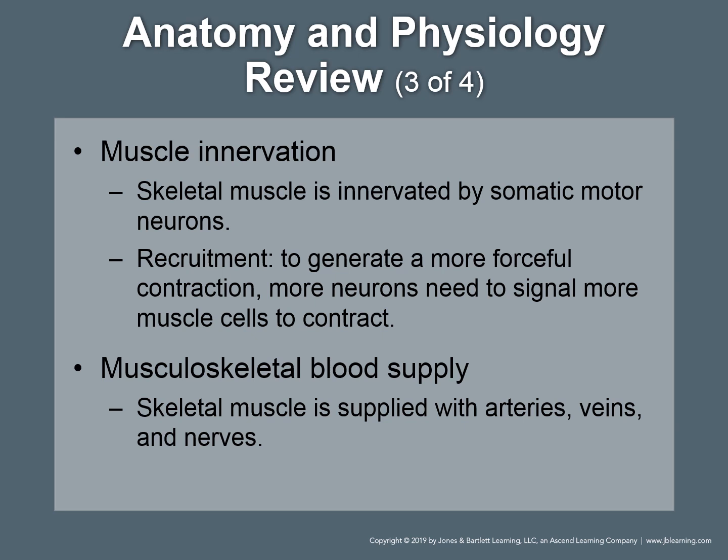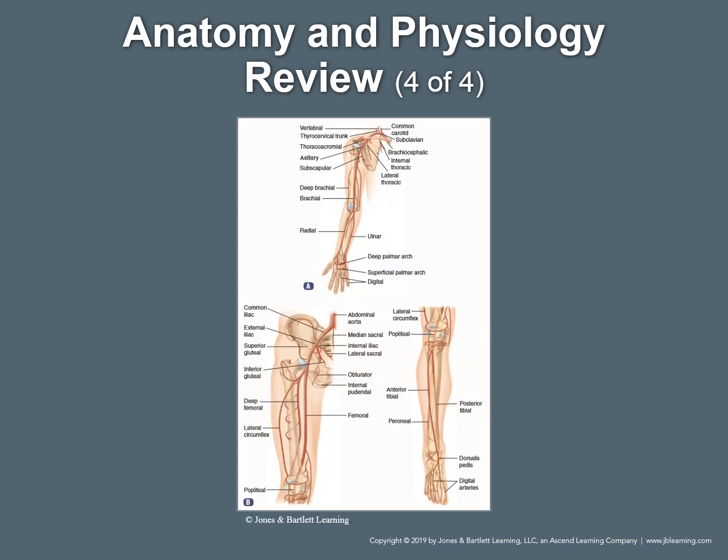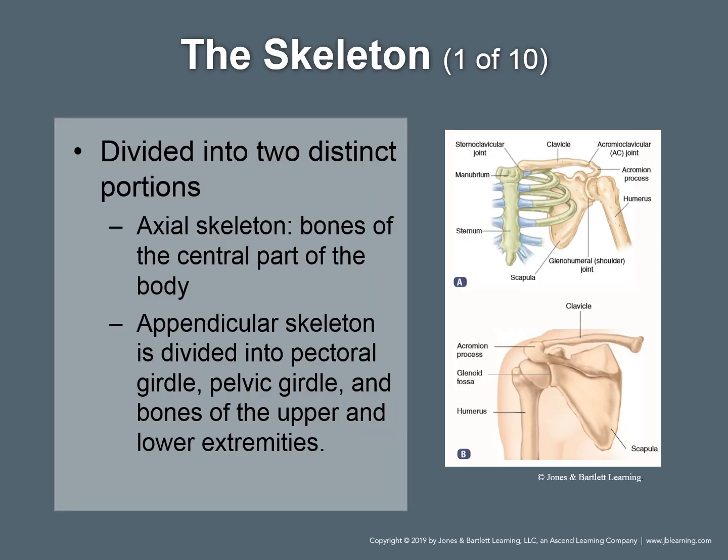And then, everything in your body has to have a blood supply. So your muscles are supplied with arteries, veins, capillaries, nerves, just like every other part of your body is. And here are just some pictures of the circulatory system and how that goes and what feeds what muscles. You should all be familiar with that at this point.